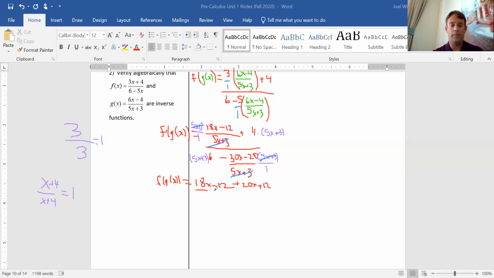What about the denominator? 6 times 5x, that'd be 30x. 6 times 3 is 18. Minus, now remember this whole thing right here was still in parentheses. So that negative is going to go into it now. So minus 30x. And negative times a negative 20 makes that a positive 20.